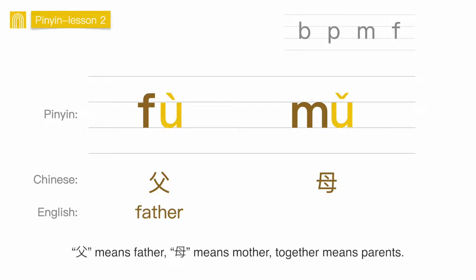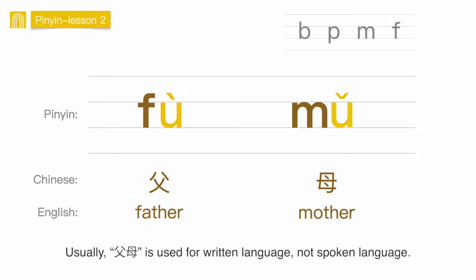Fu means father, mu means mother. Together means parents. Usually, fumu is used for written language, not spoken language.